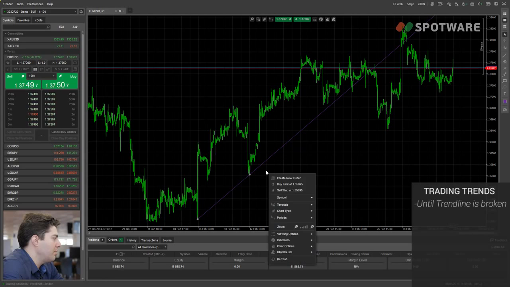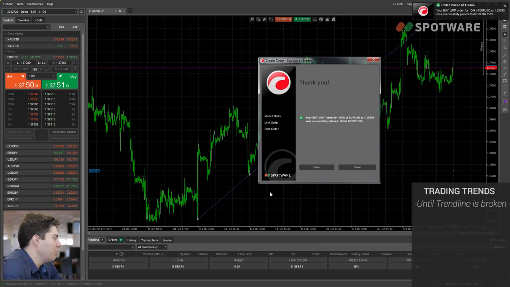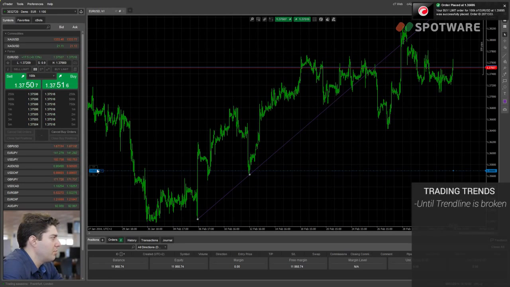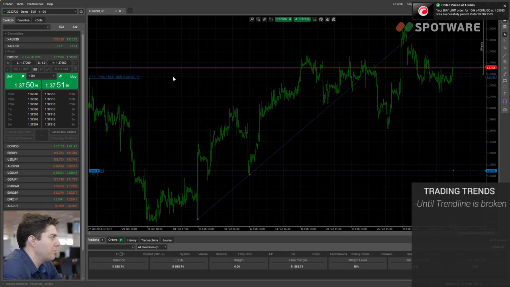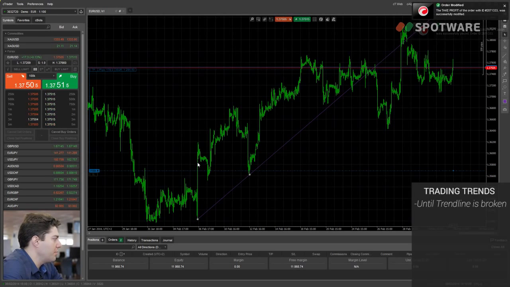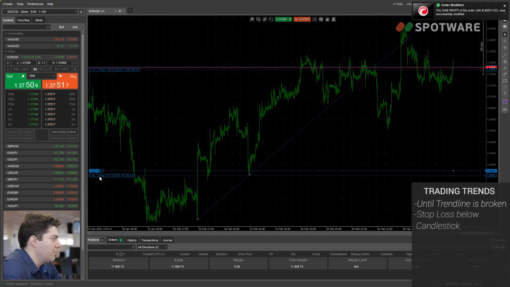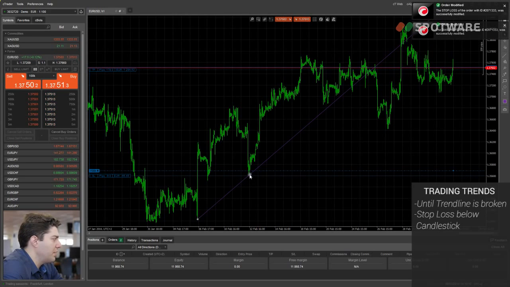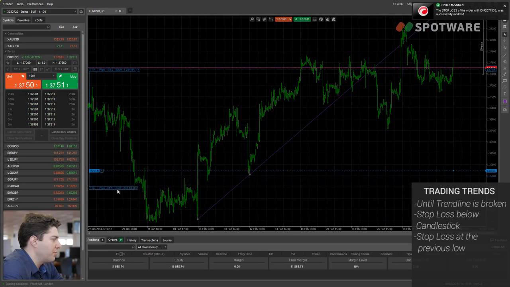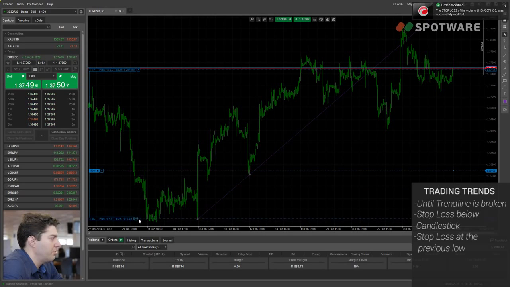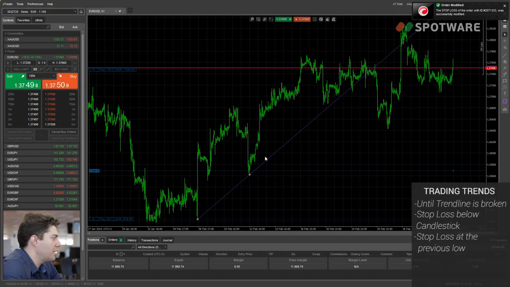So let's do again a buy limit. We will not put a take profit in this case. We will wait for the trend line to break. When it's broken, we're going to exit here. Our stop loss can be either conservative, which is below the candlesticks, or in trends it can be less conservative. We can even go to the previous low of the swing, depending on the style that we're trading. And another way is to trade retracements.